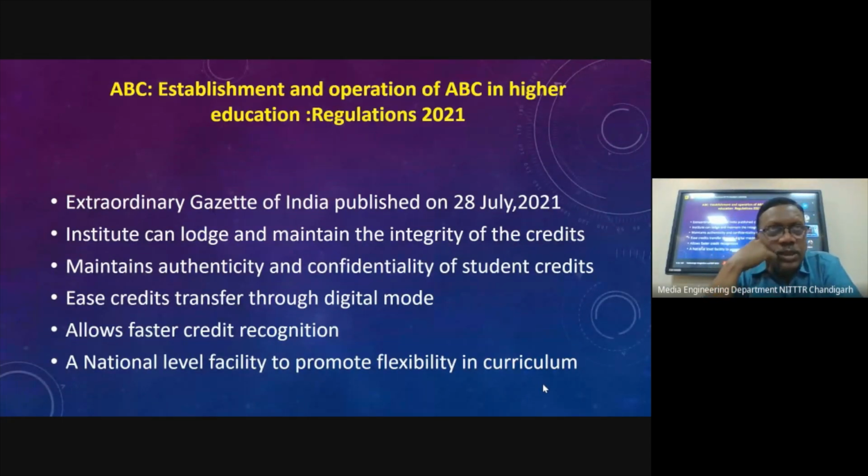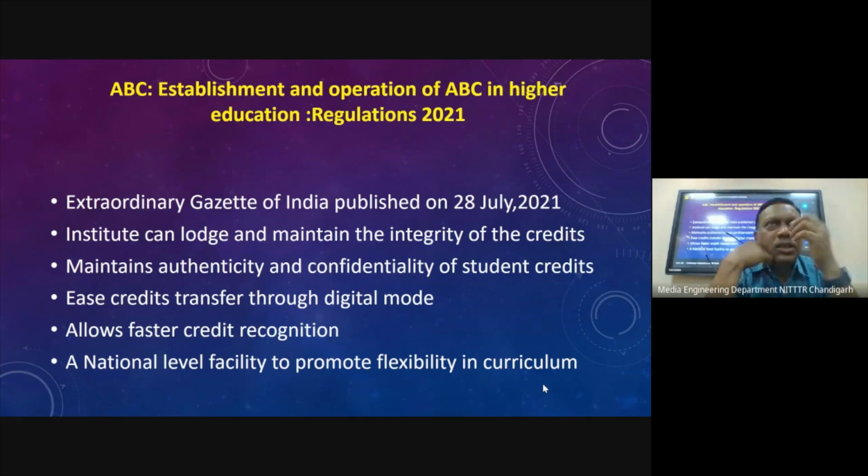Basically, ABC gives facilities for any institute to lodge and maintain the integrity of the credit, and also the authenticity of the credit which you are showing for the student. It is a method where credit can be transferred digitally from one institute to another, like we transact money, so credit can be transacted that way. It allows faster credit recognition because it is a common platform where recognized credits are registered, and a national level facility created for implementing the flexible curriculum.